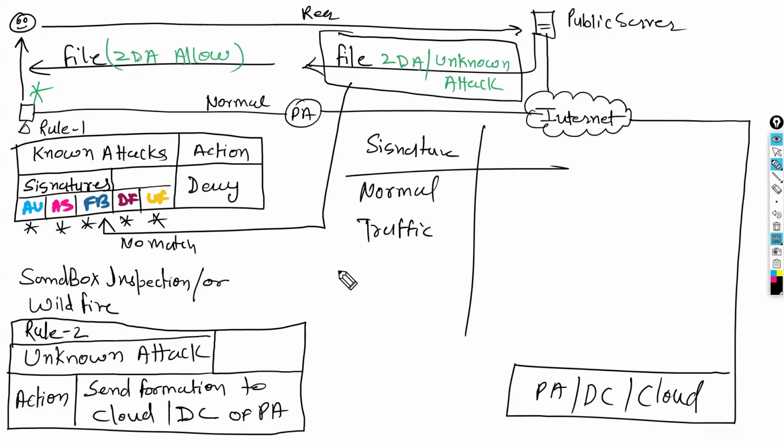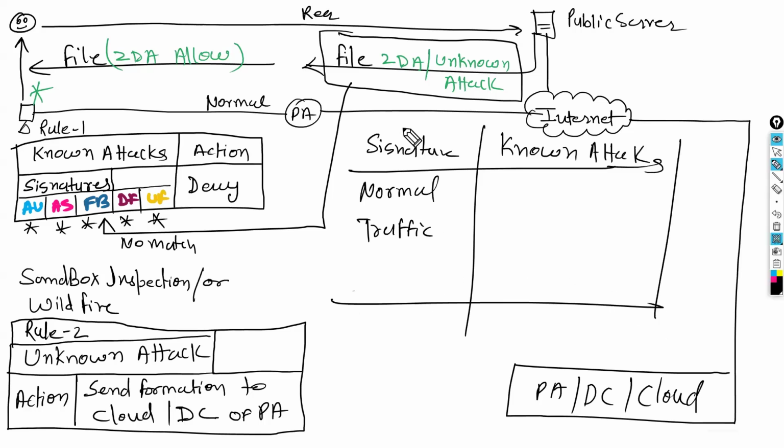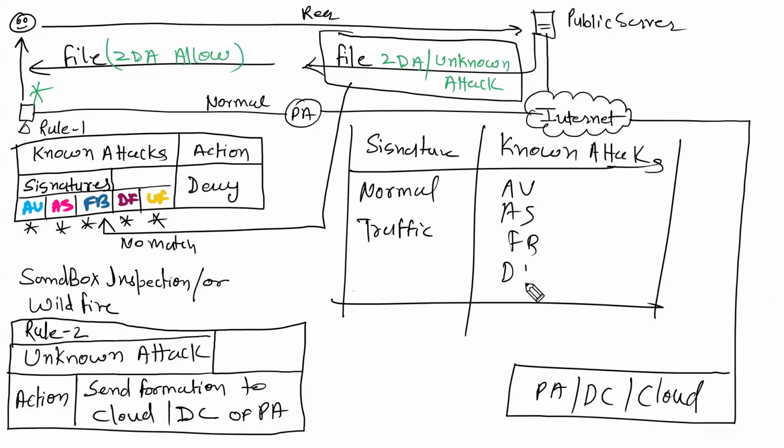It has signatures of normal traffic, plus it has signatures of non-attack. Got it? So we have normal traffic signatures plus non-attack signatures, as you can see here: antivirus, anti-spyware, file blocking, data filtering, and URL filtering.